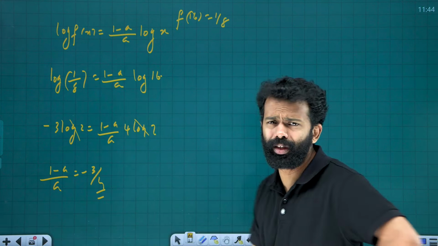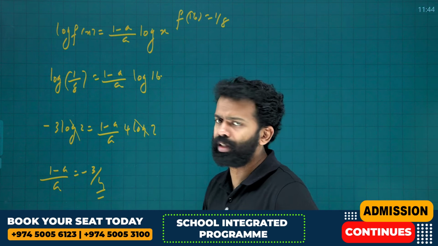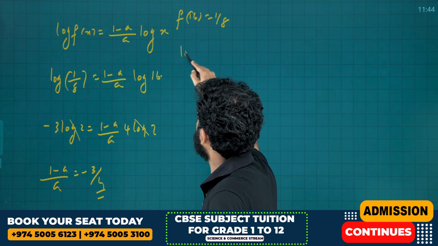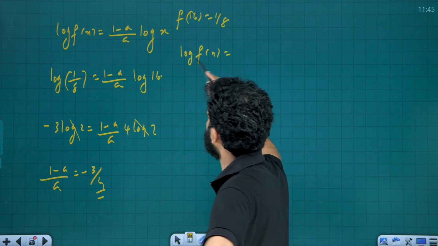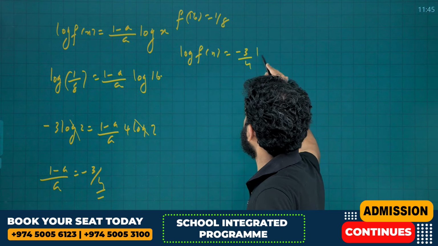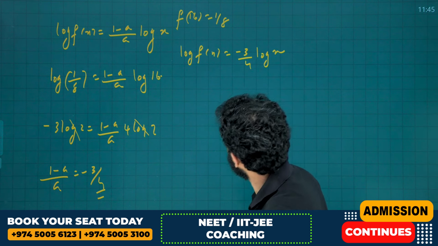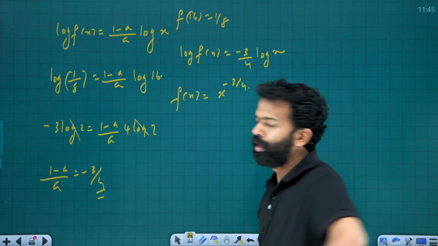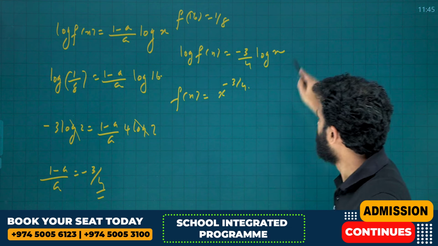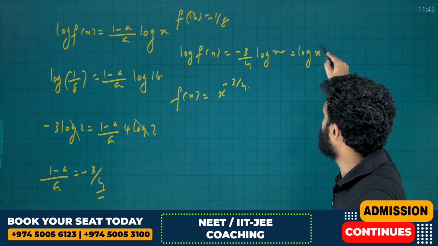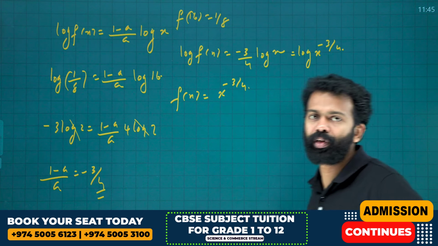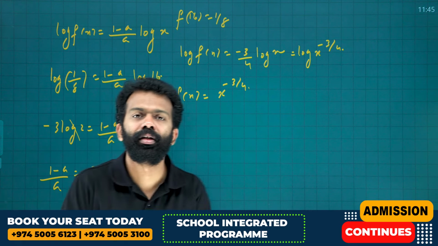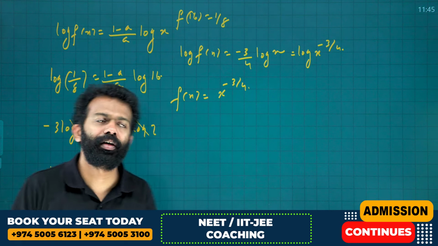I think we can stop there. There is no need of finding the value of a. We just need to find 1 minus a by a only. Okay, so log f of x is equal to minus 3 by 4 into log x. I think this can be written like, yes, that is f of x is equal to x raised to minus 3 by 4. This can be written like log x raised to minus 3 by 4. Therefore, log f of x is equal to log x raised to minus 3 by 4. Therefore, what will be f of x? x raised to minus 3 by 4. Okay, hope you are getting the idea here.